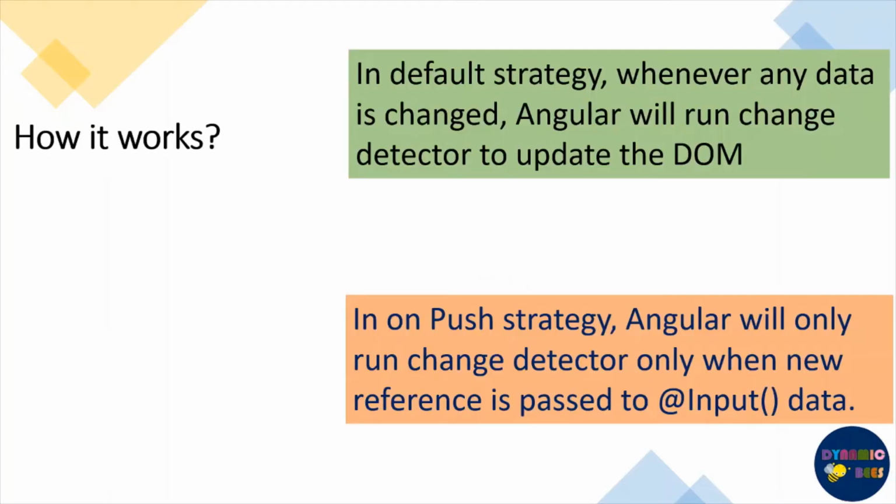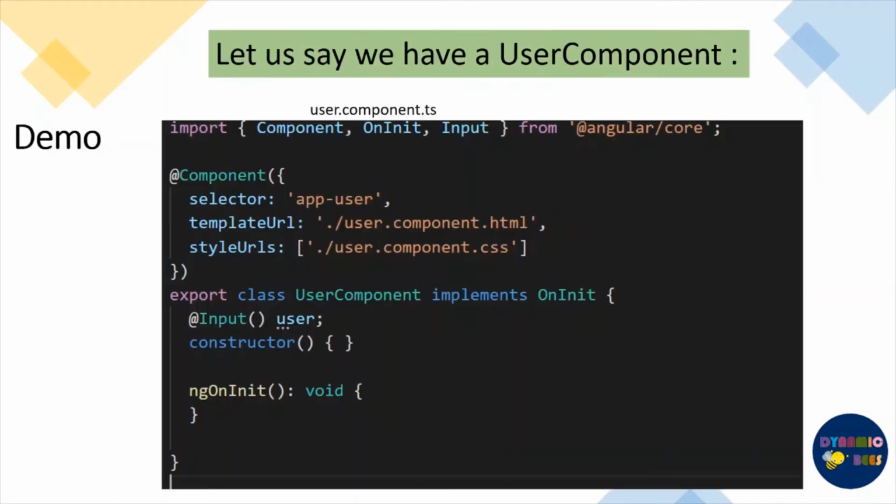So how does it work? In default strategy, whenever any data is changed, Angular will run change detector to update the DOM. And second, in on push strategy, Angular will run change detector only when a new reference is passed to input data. We will see both strategies one by one. First, we will see default strategy.